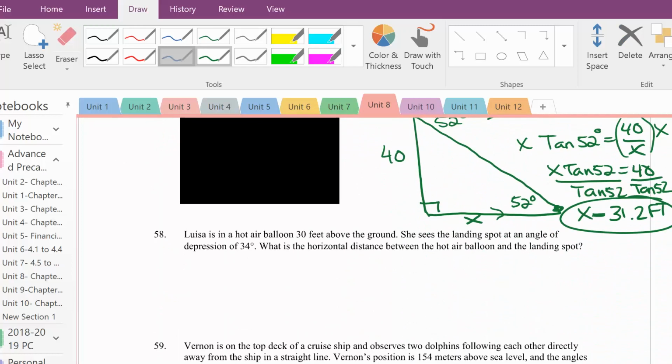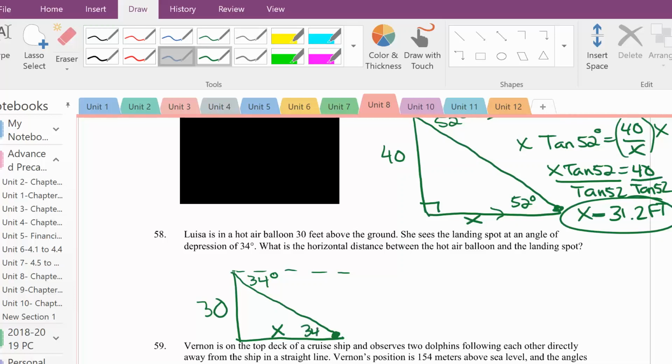All right. Louisa is in a hot air balloon 30 feet above the ground. She sees the landing spot at the angle of depression of 34 degrees. What is the horizontal distance between the hot air balloon and the landing spot? So Louisa is 30 feet above, and she sees the landing spot at the angle of depression, so 34 degrees. Here's her landing spot.